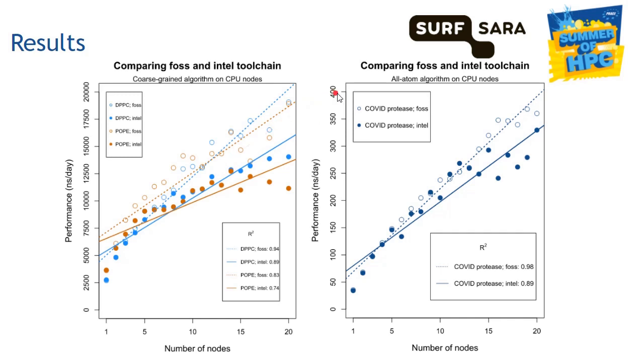But if we look at the atomistic model, we can see that for a system of this size, both compiling options show almost linear scaling, with the FOSS toolchain again performing better. What we can also see is the massive difference in the performance between coarse-grained and the atomistic algorithm. So coarse-grained algorithm can achieve up to 50 to 60 times more nanoseconds per day than an all-atom algorithm. However, this increase in performance comes with a significant drawback: loss of detail.